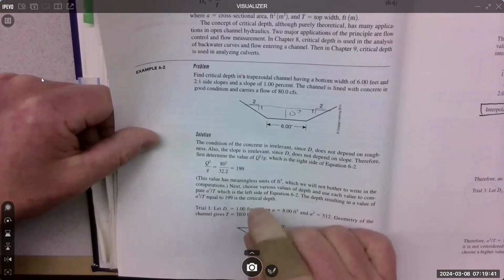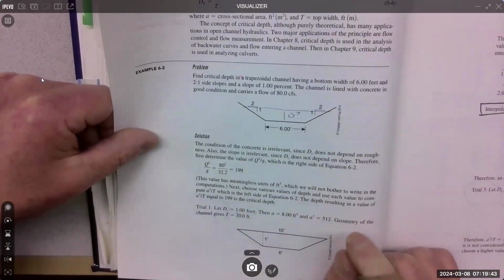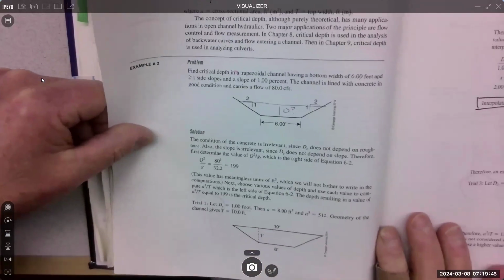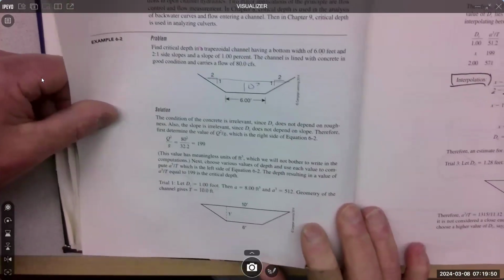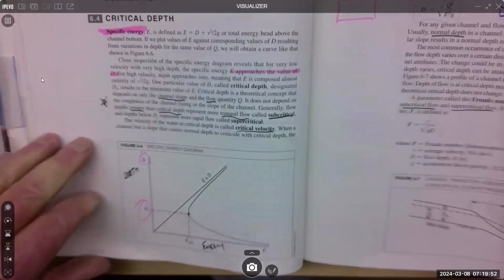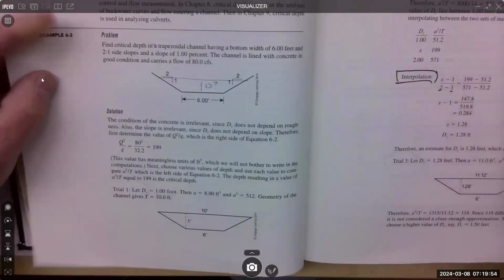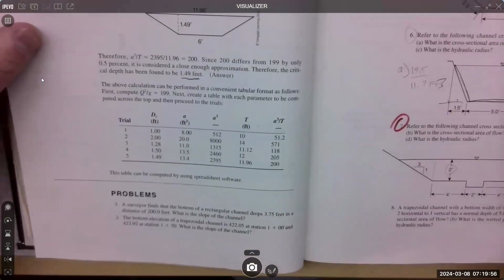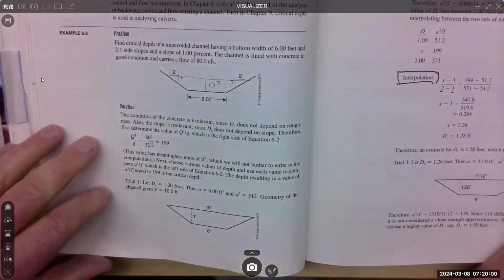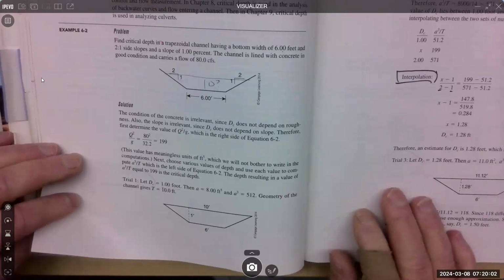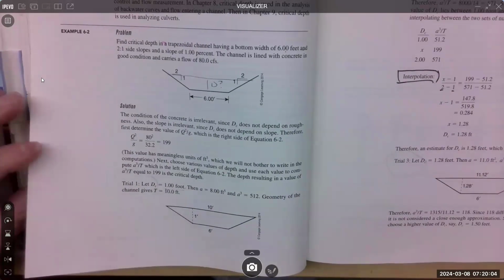We know the bottom is 6 feet. We know the slope on both sides. We know it's lined with concrete. So that information is good information for us. And then they just go into these example problems and then the homework. So I think you'll be able to work your way through this.